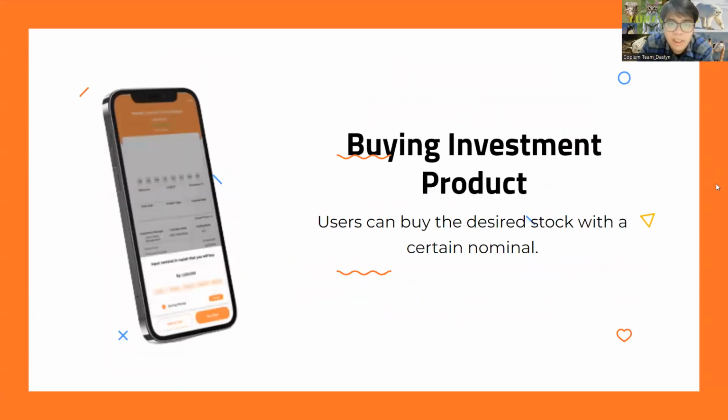The next one is buying an investment product. The user can buy the desired stock with a certain nominal.